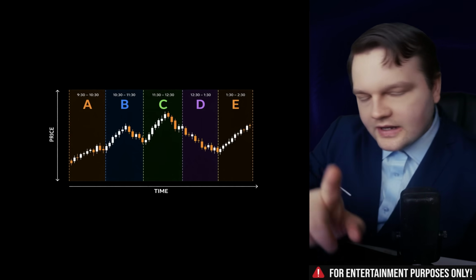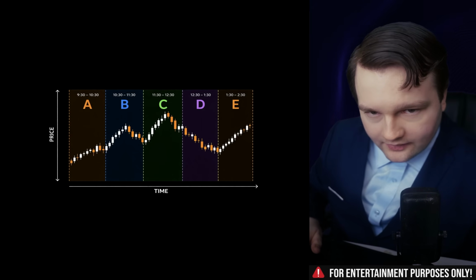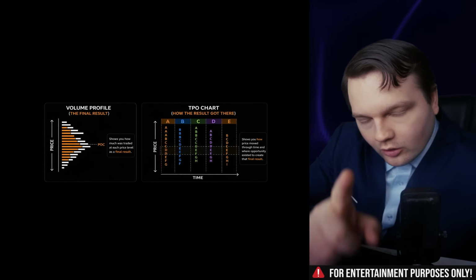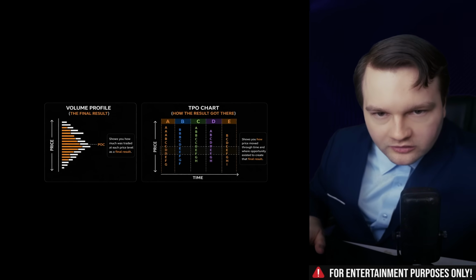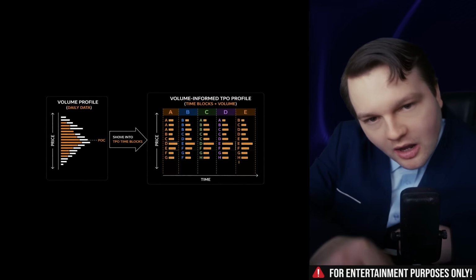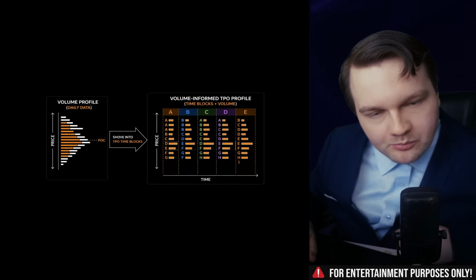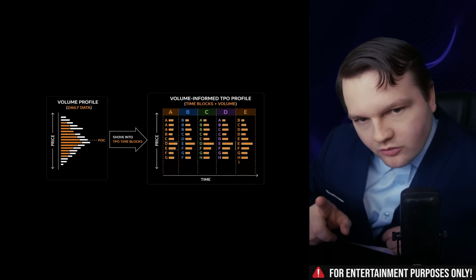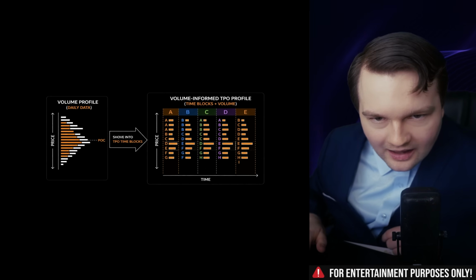This is not the video to discuss how to evaluate that. All you need to know is that volume profile shows you the final result, and a TPO chart does the exact same thing, but it also shows you how the result got there. So we take volume profile's data and shove it into TPO's time block segments. And this gives us a volume profile that shows us what happened over time.